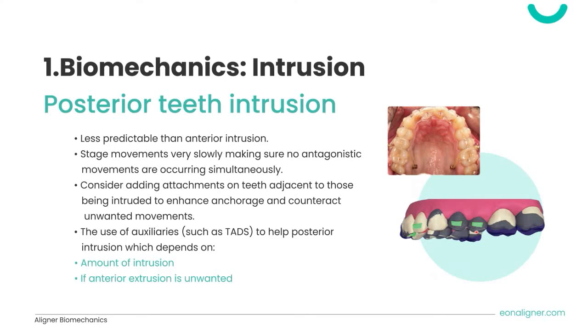When intruding posterior teeth, you could consider the use of auxiliaries, such as temporary anchorage devices, TADs. Their use depends on the amount of intrusion required, with increasing intrusion necessitating the use of TADs, and also when counteractive extrusive forces of anterior teeth are to be avoided.